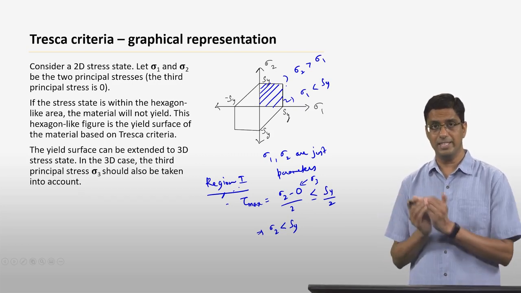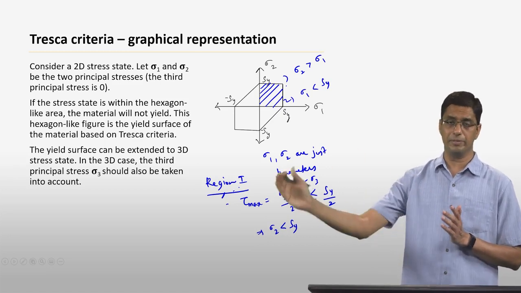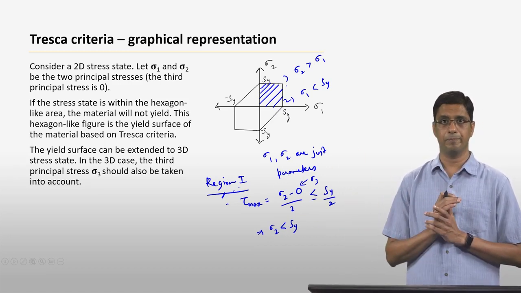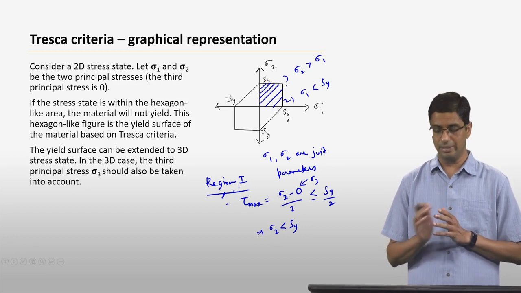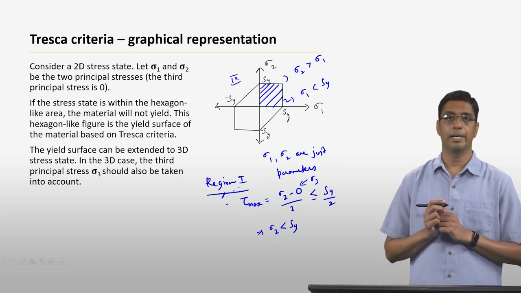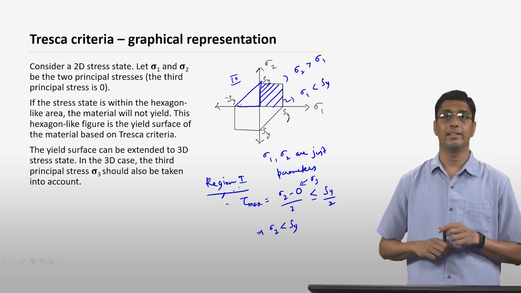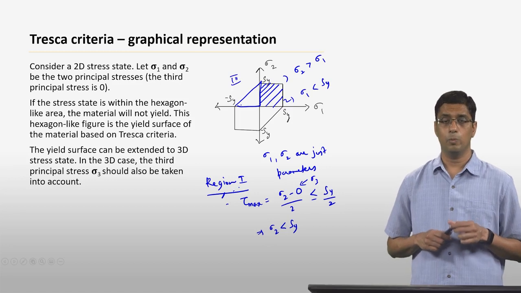So as long as you're within that square, you don't have to worry about the material yielding. The moment you step out of that square, the material is going to yield. Okay? So that is how you get the square on the first quadrant. If you look at the third quadrant here, it's a little different. It's a triangle rather than a square. And why is that a triangle?